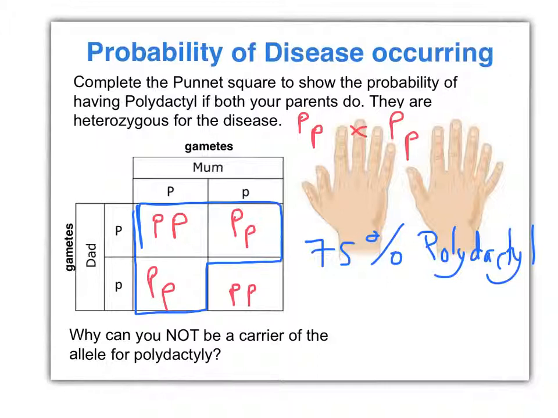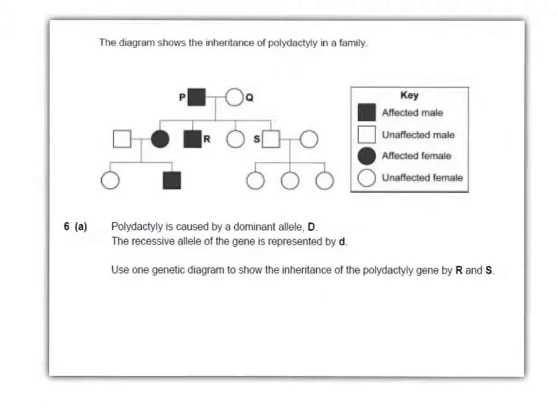Well, you can see here, this one and this one, they can't be carriers because if they just get one copy of the allele, even if they've got a recessive allele, that won't make a difference. They will still have the disease. Now, one of the trickier questions that you might get is to do with inheritance of polydactyly in a family, and you could be given something called a pedigree diagram.